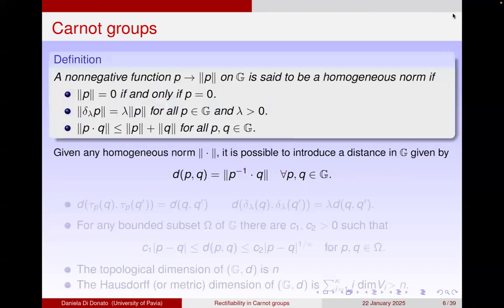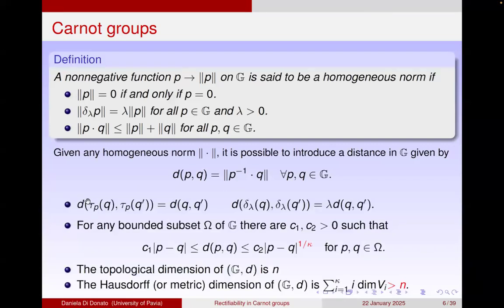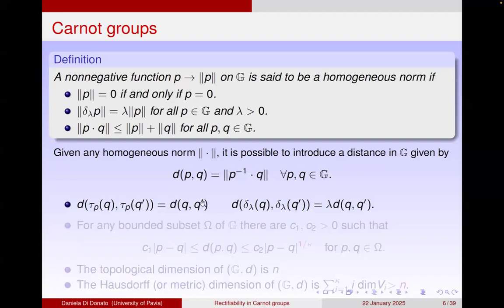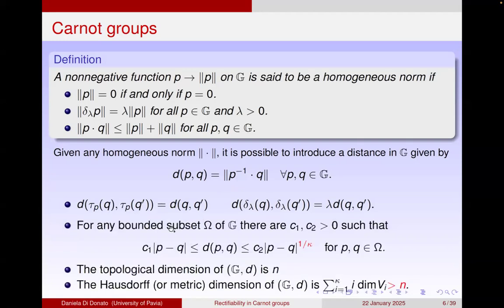Now I introduce the homogeneous norm. A non-negative function is said to be a homogeneous norm if the norm of P is equal to 0 if and only if P is equal to 0, it is one-homogeneous with respect to the intrinsic dilations, and the triangle inequality holds. Given any homogeneous norm, it is possible to introduce a distance in G, given by the distance between two points P and Q equal to the norm of P^{-1}Q. This distance is invariant with respect to the intrinsic left translations, and it is one-homogeneous with respect to the intrinsic dilations. The topology is the Euclidean topology, but the two distances are not equivalent.